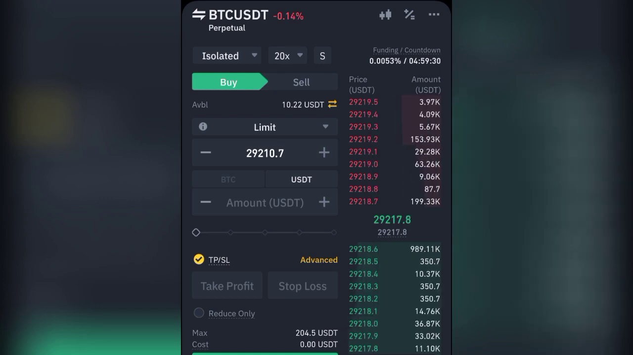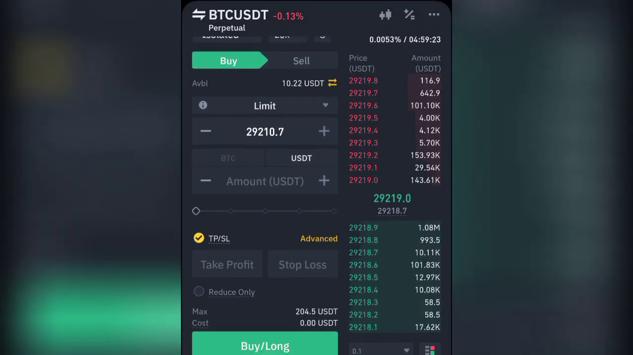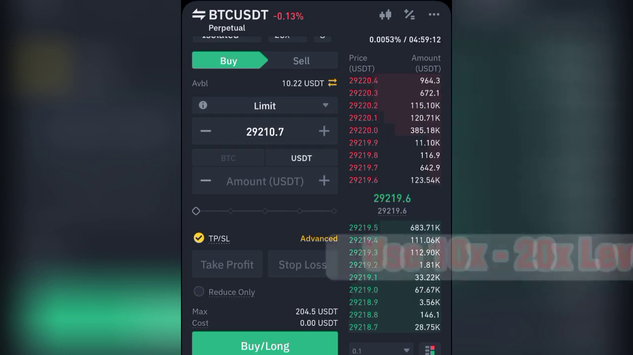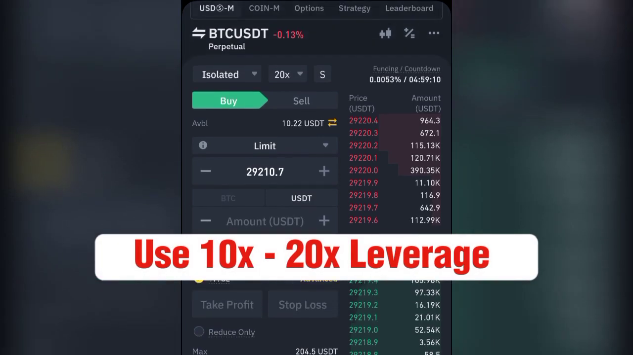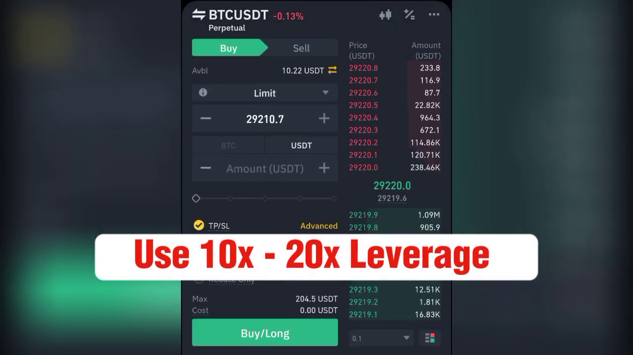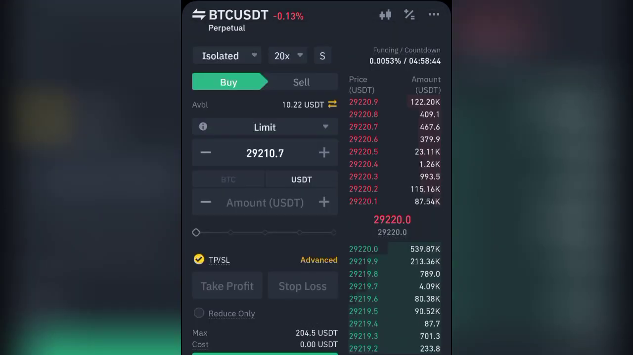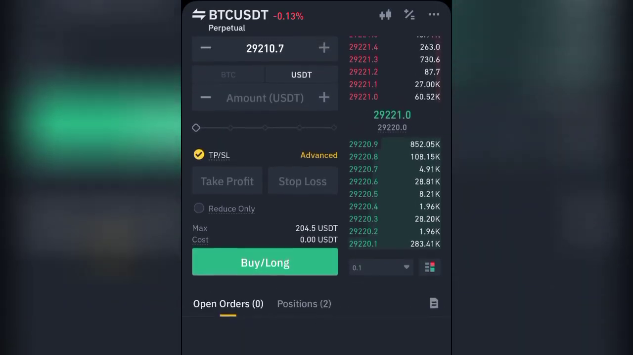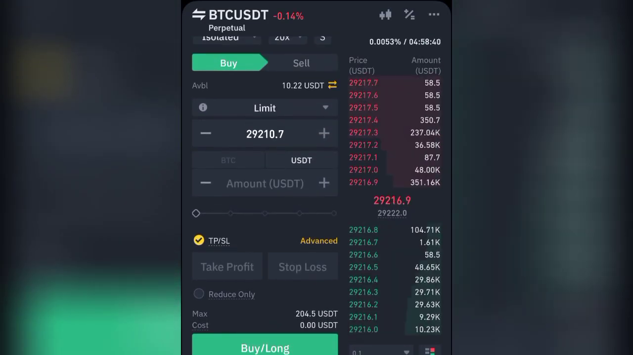So even as you want to make more money, it's better you try as much as possible to manage your risk by using very minimal or low leverage, so that even if the trade turns against you, you will not get liquidated so soon. And to that effect, I will always recommend you use within 10x to 20x leverage. Personally, I don't go beyond 20x. So that is the number one thing you must know and follow if you want to make more money on futures trading using leverage.